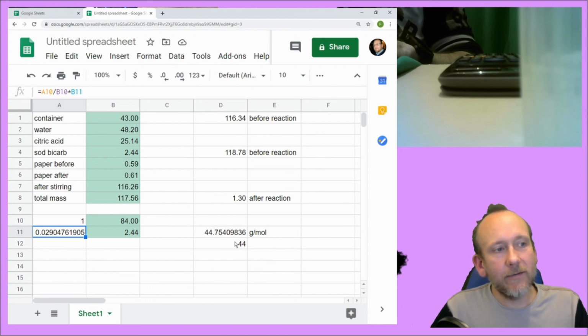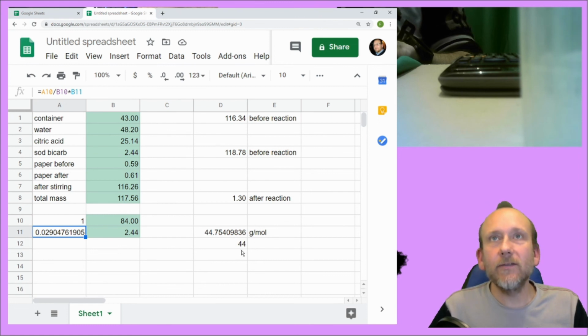Now this is not bad. It's within a gram of the book value, which of course we know to be around 44 grams per mole.